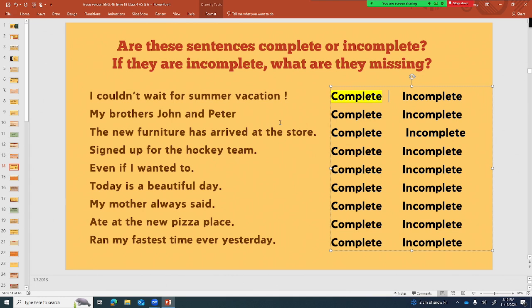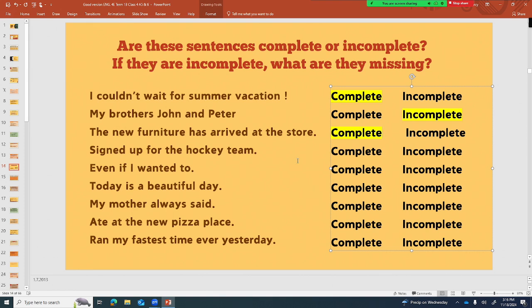Well, that is incomplete because you've told me who the sentence is about, but you haven't told me what they're doing. So that's, well, let me just do part of it. That is incomplete. The new furniture has arrived at the store. So new furniture is my subject, has arrived is my verb, and the whole sentence does tell me a complete thought. I'm not confused when I read that, so I'm good.